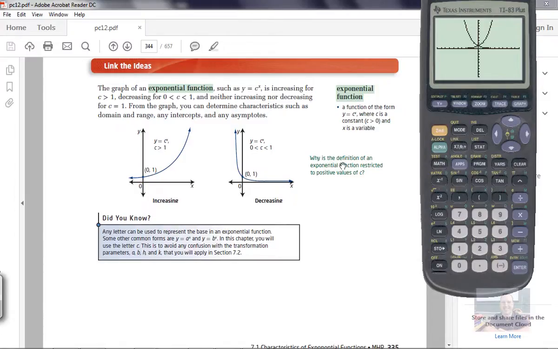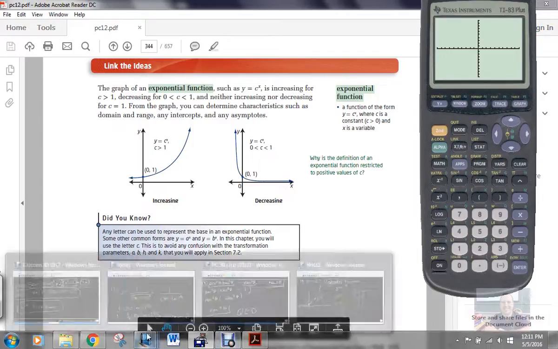Okay. Look at this question right here in your text. Why is the definition of an exponential function restricted to positive values of c? Anybody have any ideas? What if, well, let's try it out. Let's say this one here, let's try -2 to the power of x. Let's see what the big deal is. And we'll clear the other one. Let's see what happens there. Obviously we got some kind of issue here, don't we? -2. So what is happening? Can't see anything. Well, let's go back to our table of values.